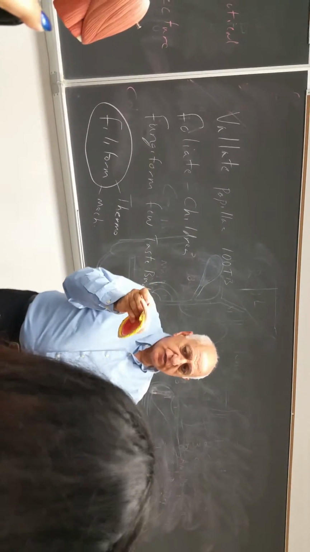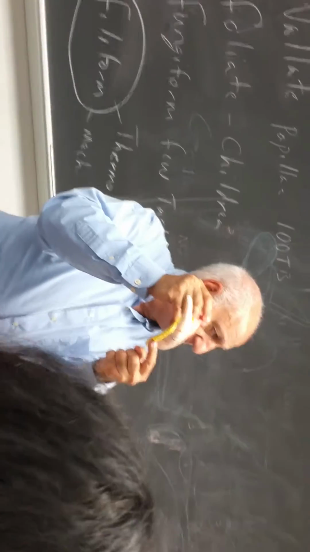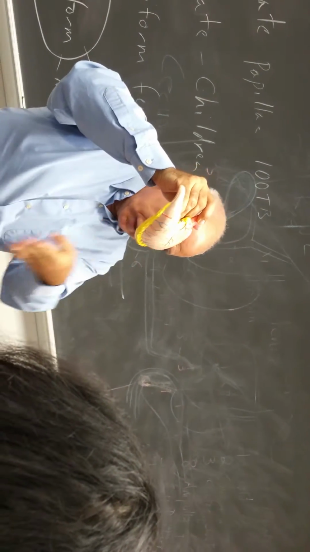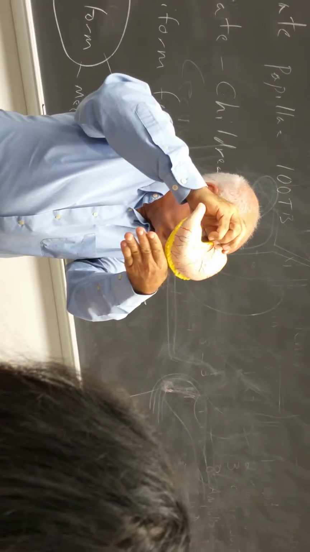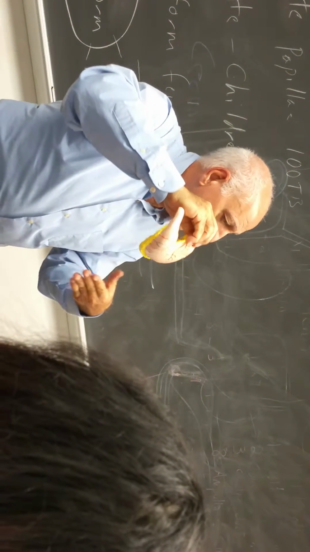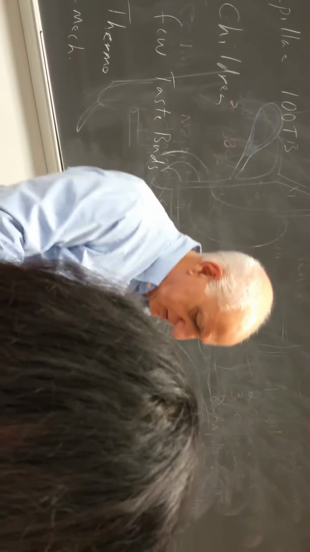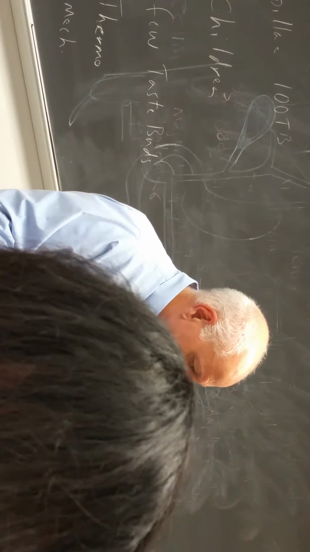On the greater curvature, you will have the greater omentum, and the greater omentum drapes down. It's like a curtain that goes down in front of the small and large intestine.